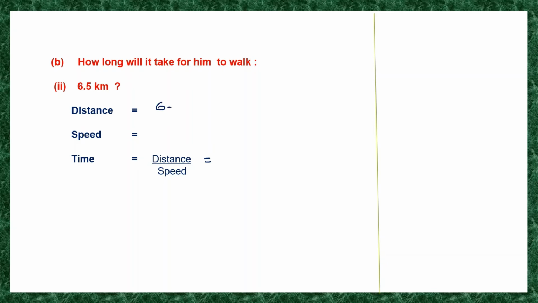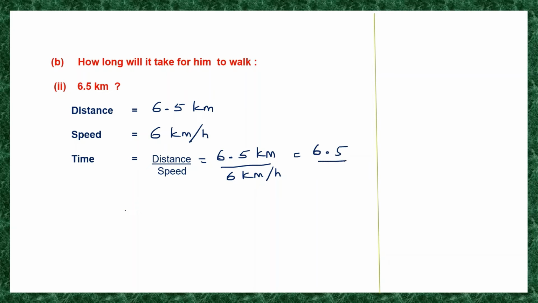So distance is 6.5 kilometers. Speed is 6 kilometers per hour. We'll use this now. And so the time will be distance by speed, that is 6.5 kilometers divided by 6 kilometers per hour. Now let's simplify this. 6.5 divided by 6. Let's convert both to whole numbers. So I multiply this by 10 and this also by 10. So now I get 65 and 6 to 10 is 60. Now this is in hours.